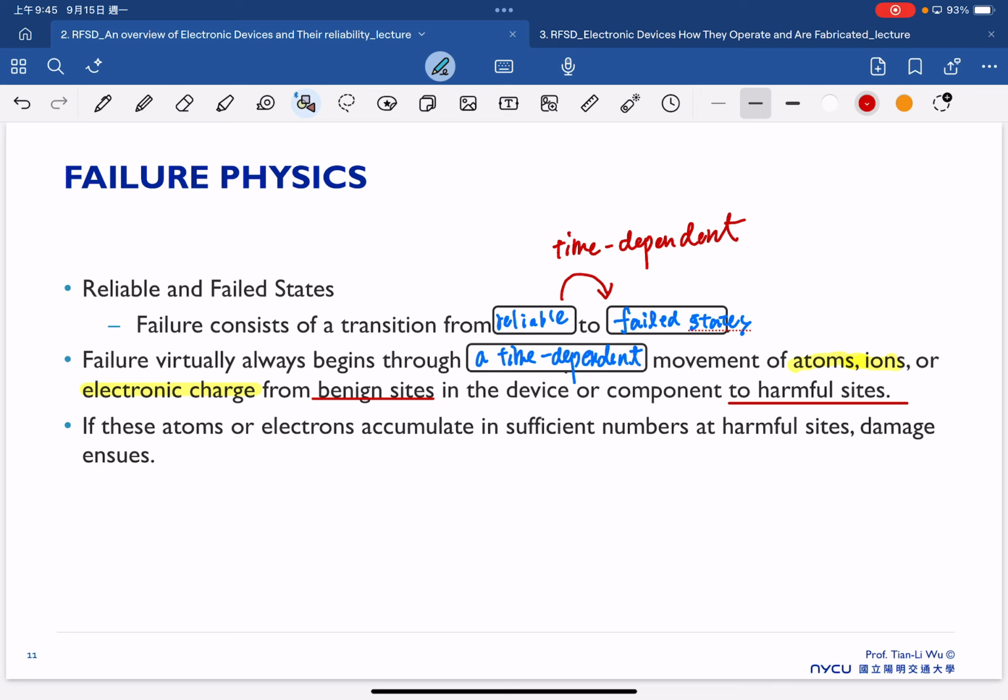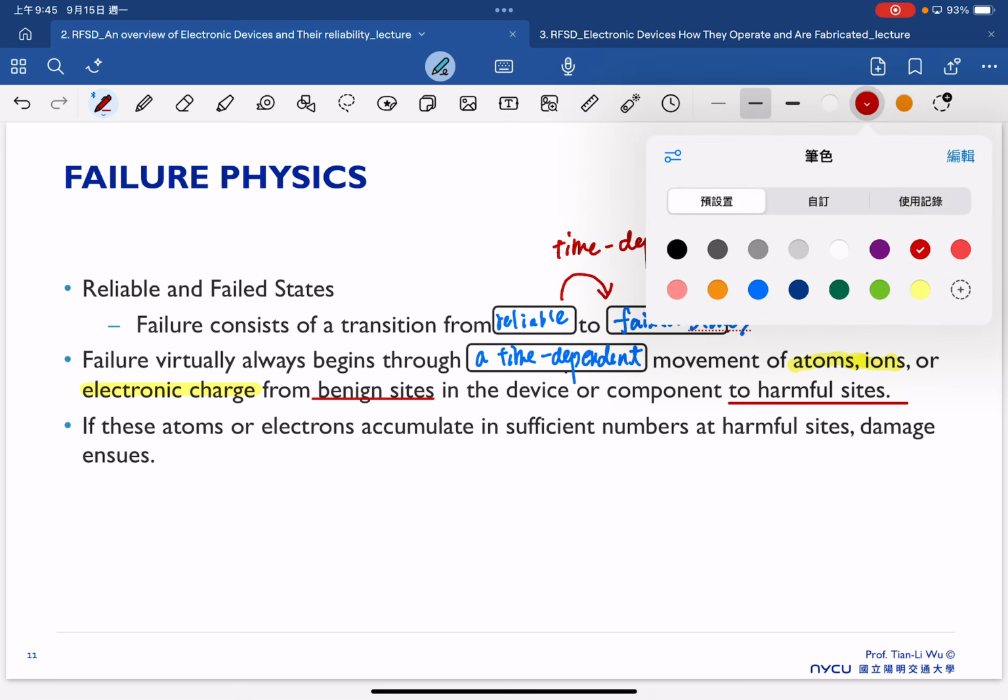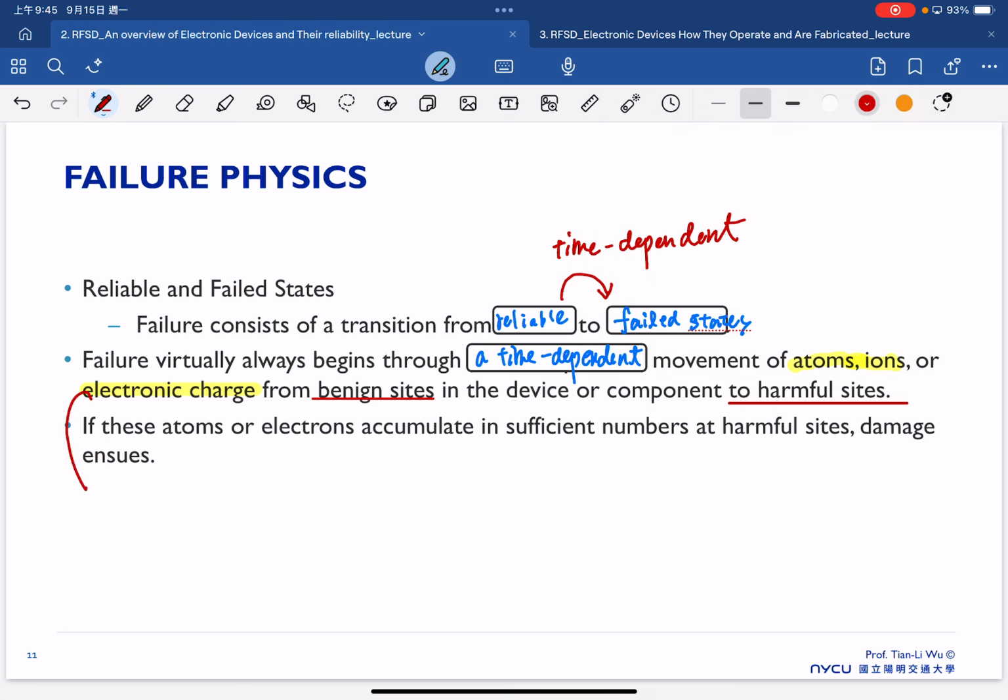And here, the atoms, ions, or electronic charge, especially the electronic charge, we normally refer to this issue as trapping, because we have charge somewhere that we don't want. In the beginning we don't have a charge here, but after a certain while we have a charge in a certain place, and that will cause trapping, and in the end the trapping will cause a lot of instabilities.